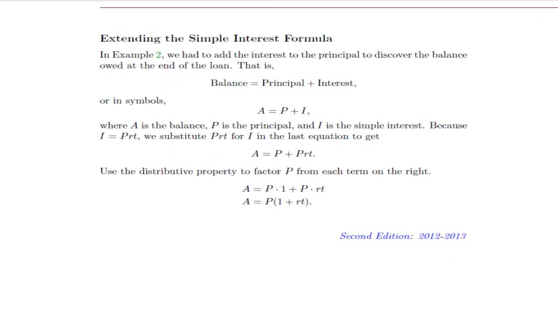Extending the simple interest formula. In example 2, we had to add the interest to the principal to discover the balance owed at the end of the loan. That is, balance equals principal plus the simple interest. Or in symbols, A equals P plus I, where A is the balance, P is the principal, and I is the simple interest. Because I equals PRT, we substitute PRT for I in the last equation to get A equals P plus PRT. Use the distributive property to factor P from each term on the right to get A equals P times the sum of 1 and RT.